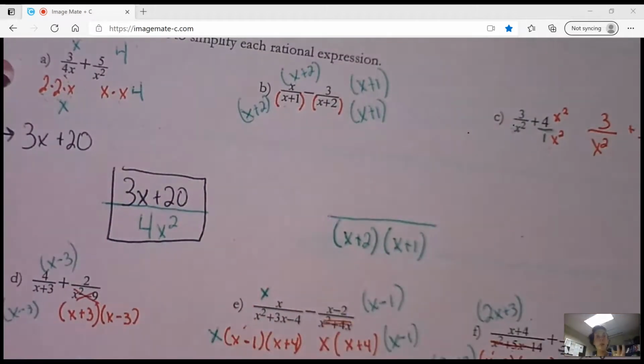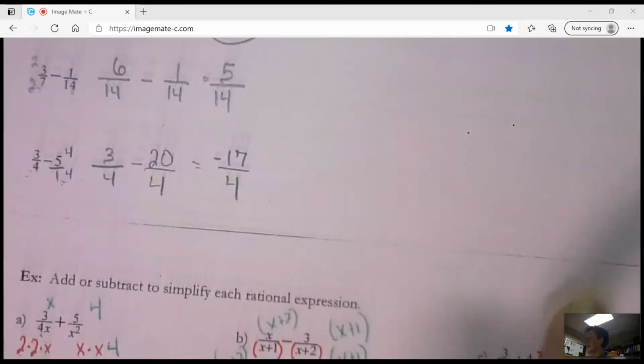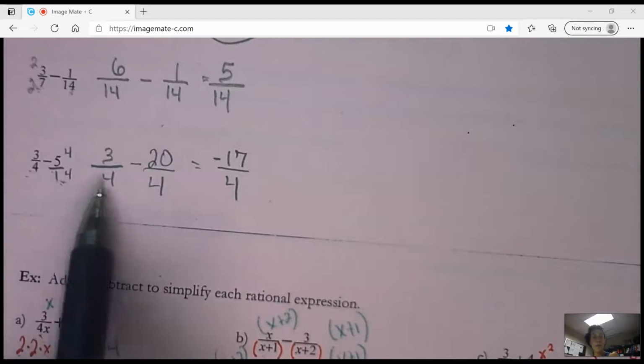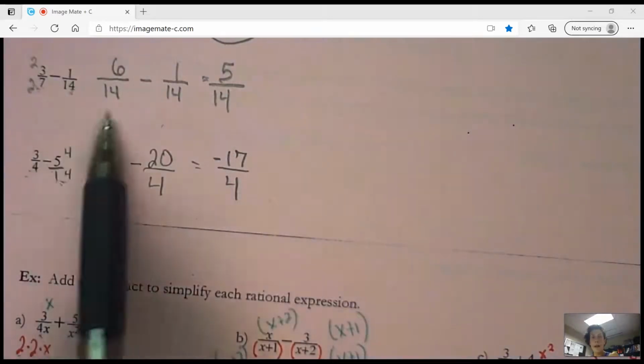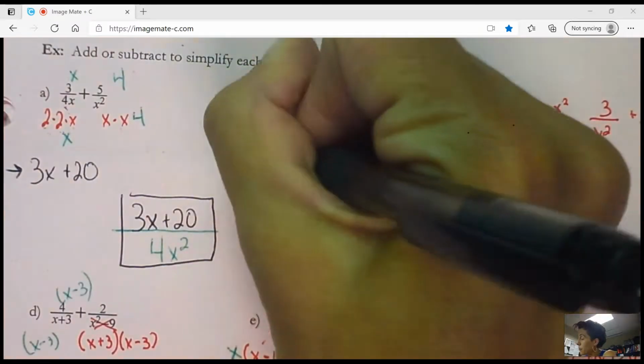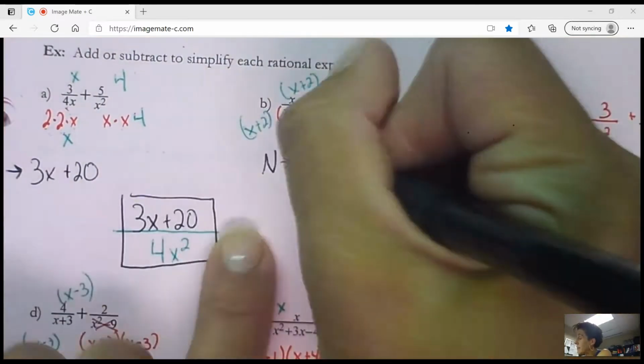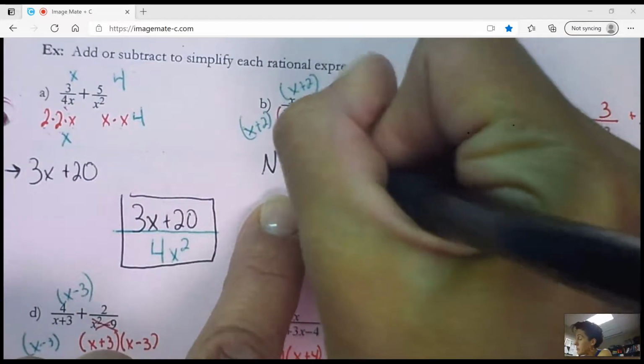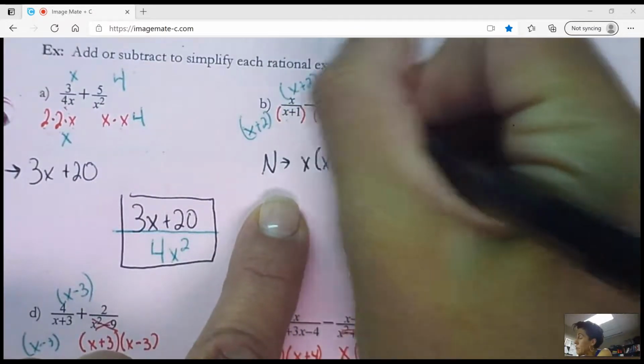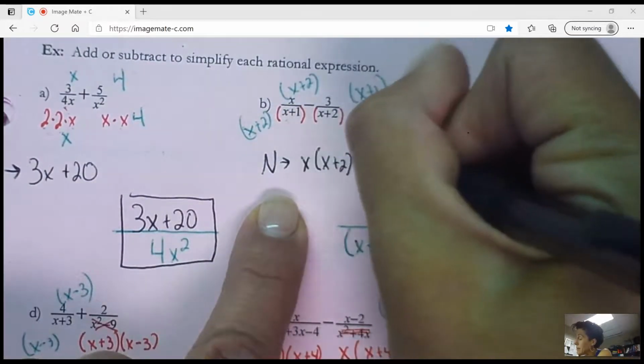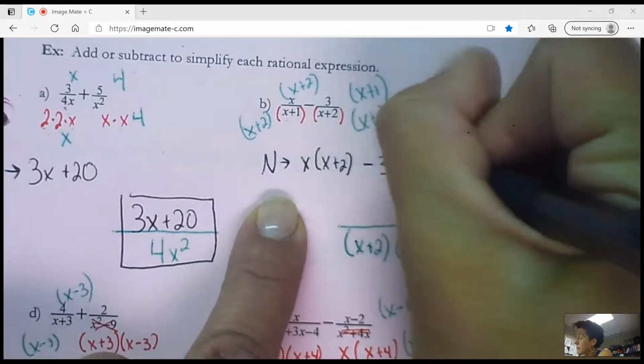And now all my work's going to be in the numerator. Because again, up here, once we got our denominator 4, it went along for the ride. All the work happened in the numerator. So here's my numerator work. Here's n for numerator. And this will be an x times an x plus 2. And this will be a minus 3 times an x plus 1.